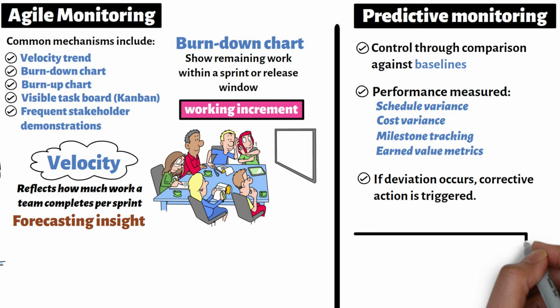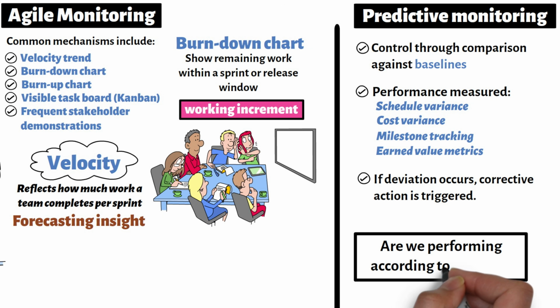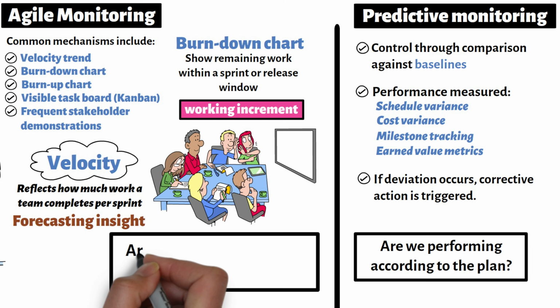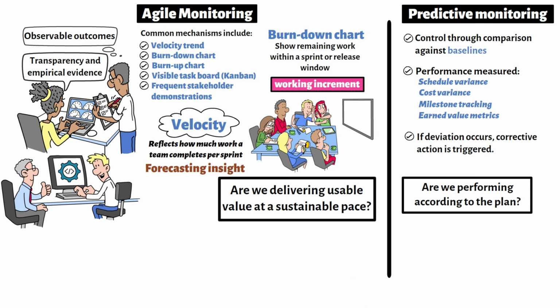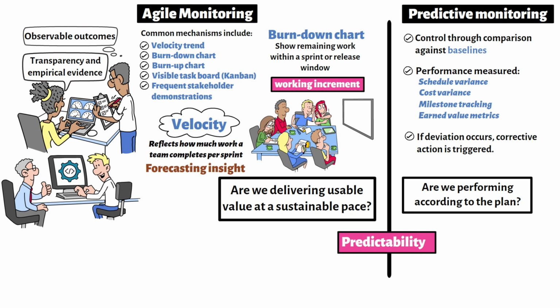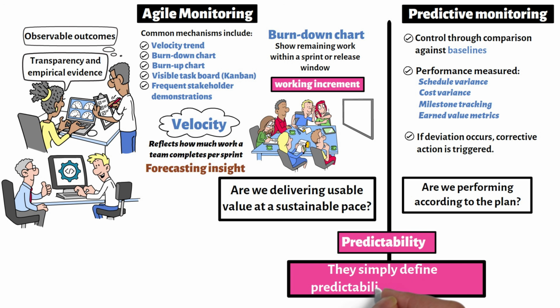Predictive asks, are we performing according to the plan? Agile asks, are we delivering usable value at a sustainable pace? Both aim for predictability. They simply define predictability differently. Change is inevitable in any initiative.